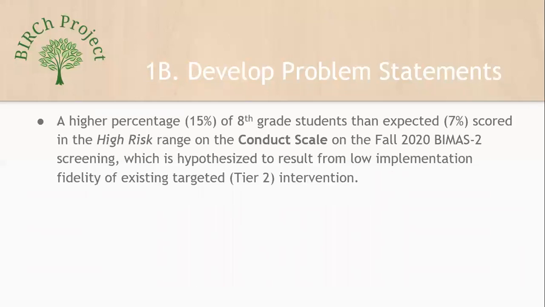After we've identified that discrepancy, the next step is to develop a problem statement. So here's an example of a problem statement based on those data. A higher percentage of 8th grade students than expected scored in the high risk range on the conduct scale of the fall 2020 BIMAS 2 screening, which is hypothesized to result from low implementation fidelity of existing targeted tier 2 intervention. So a couple things to note.